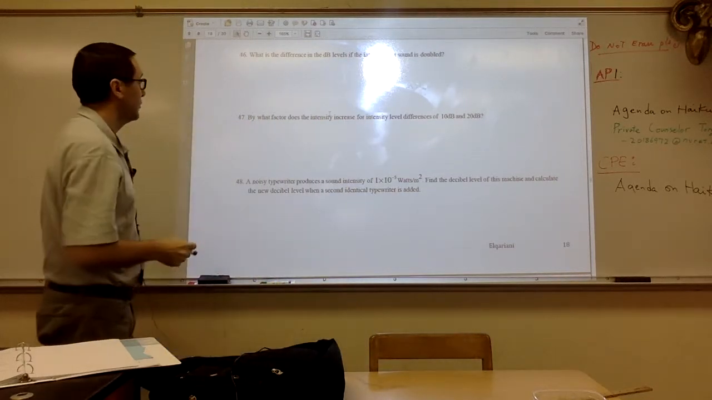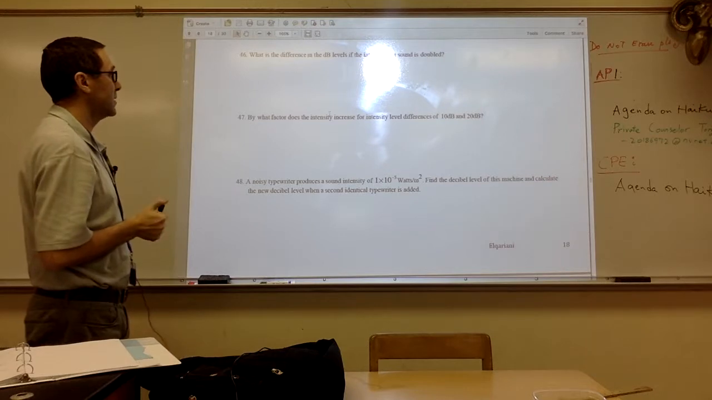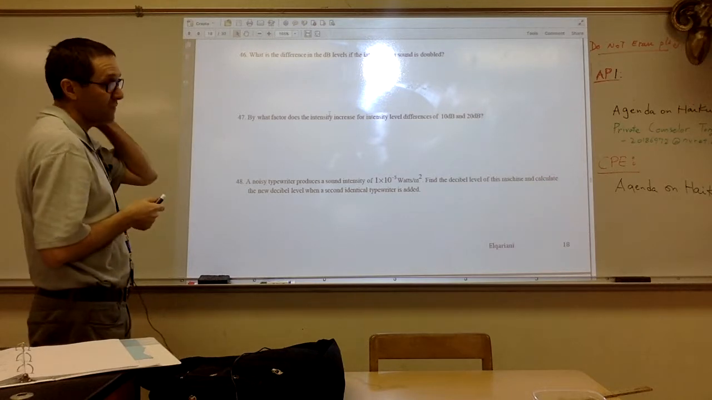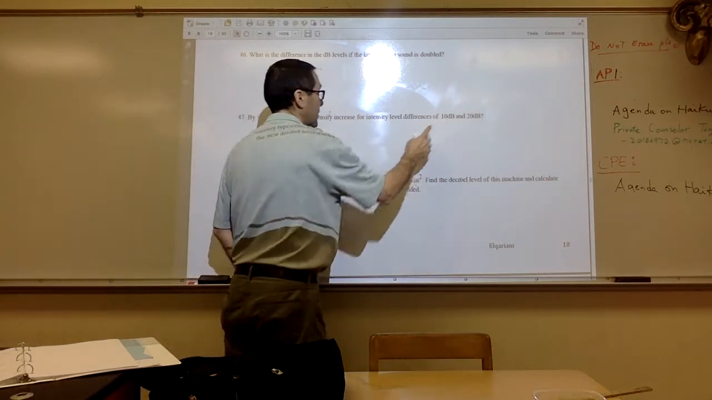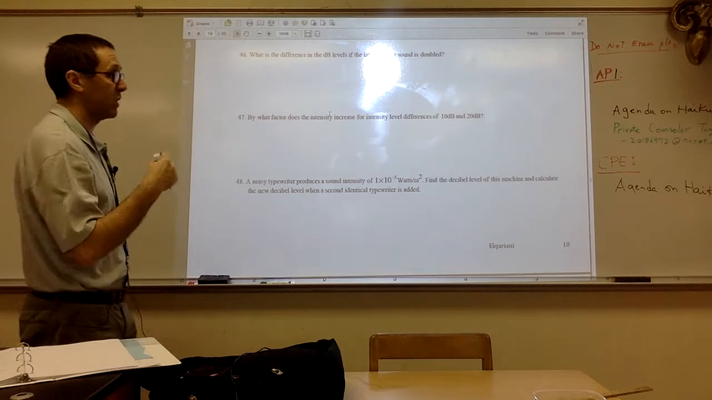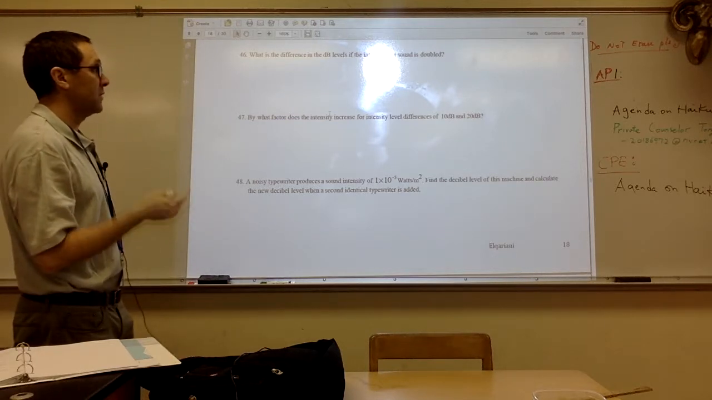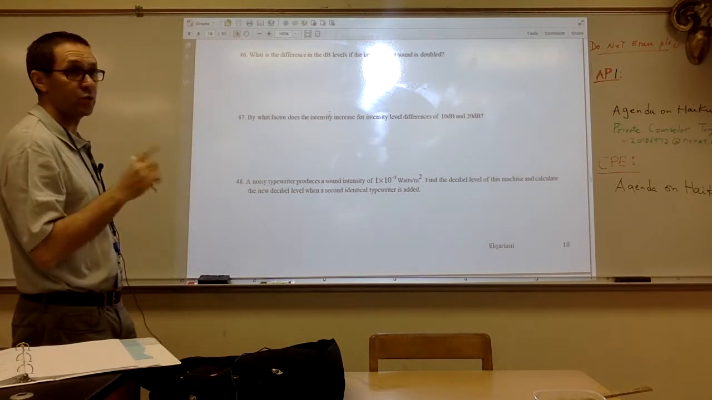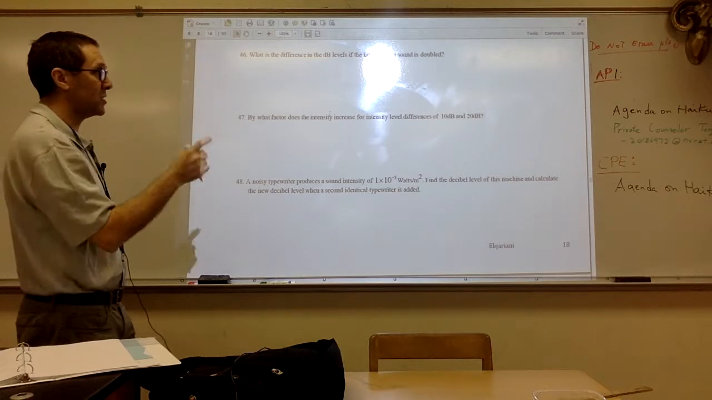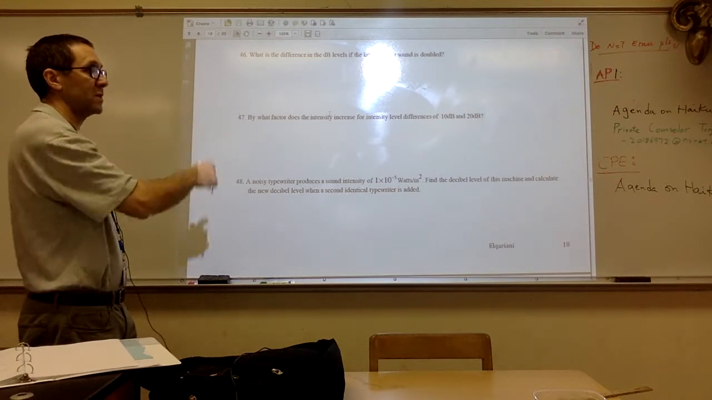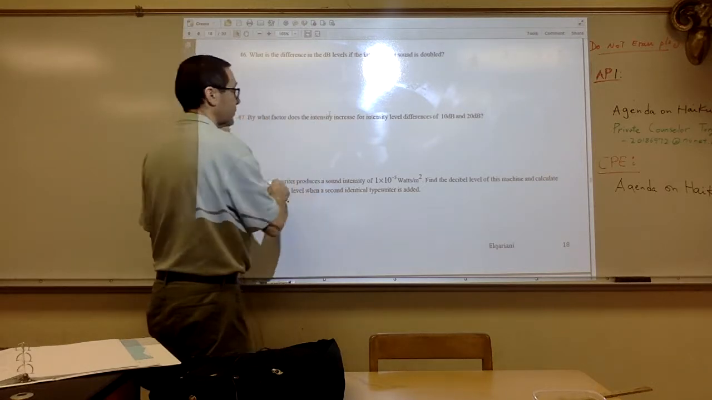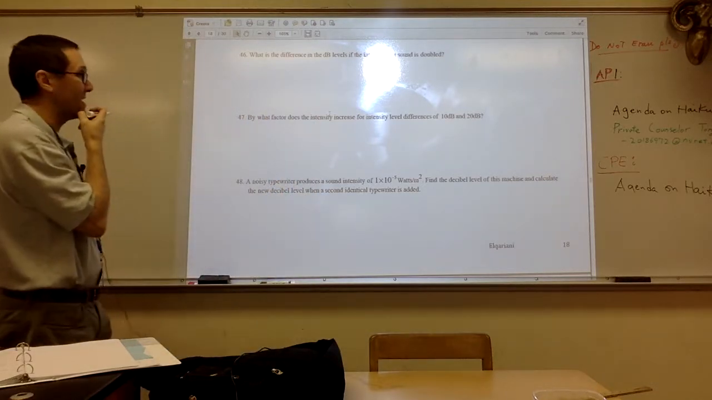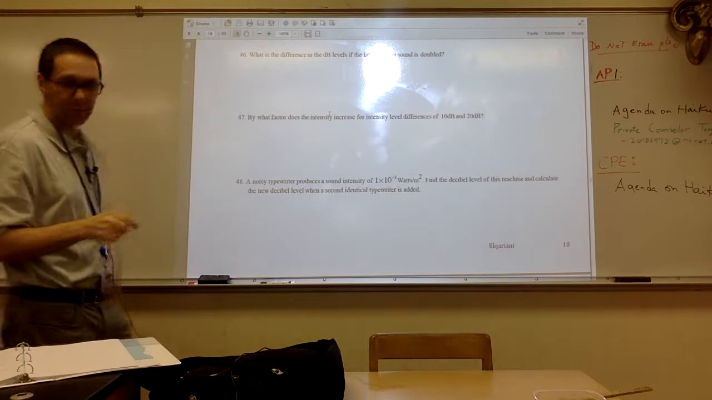47: By what factor does the intensity increase for an intensity level difference of 10 and 20 decibels? If there is a difference of 10, your intensity should increase by 10 fold. If there is a difference of 20, that's two tens, and for each 10 you multiply the intensity by 10. So that should be 100. And I think I talked about that in the previous video.